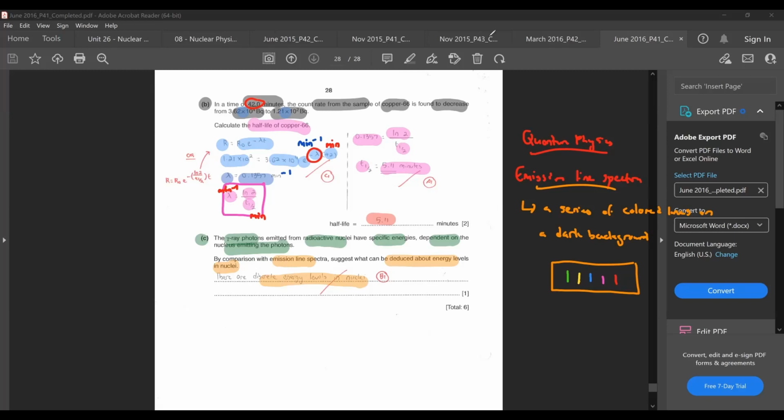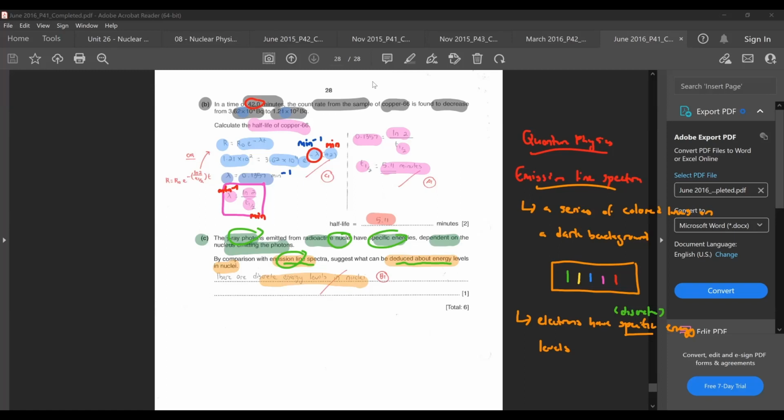So the conclusion that you got from there was that electrons have specific energy levels, or rather than saying specific, sometimes we call it discrete energy levels. So here the question says, by comparison with your emission line spectra, suggest what can be deduced about the energy levels inside your nuclei. Here they told you gamma ray photons emitted from your nuclei have specific energies depending on the nucleus emitting the photons. If you compare with emission line spectra, what can you deduce from that?